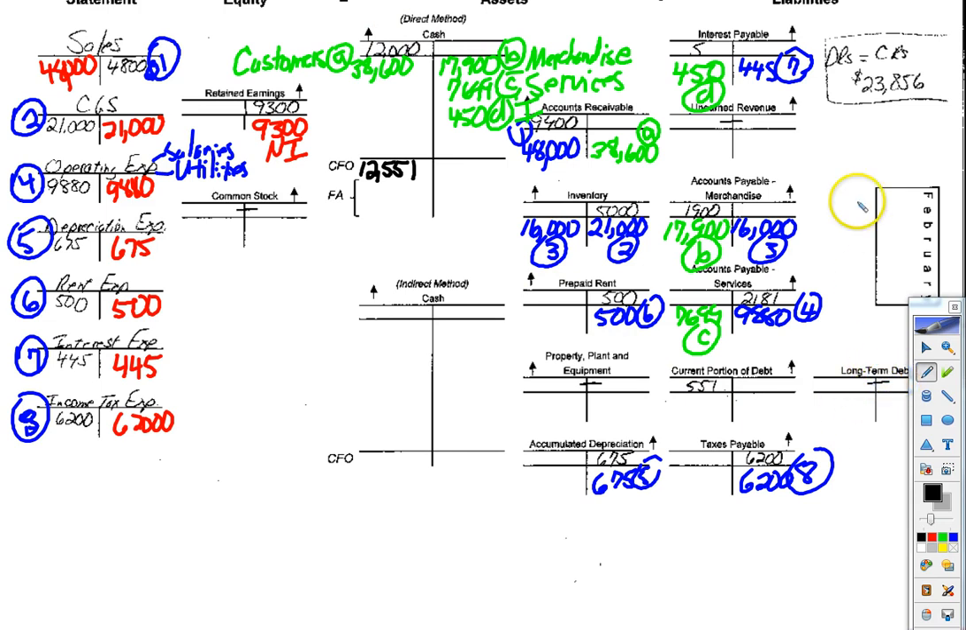Nothing happened to long-term debt. This is in balance, it's in balance, it's in balance. Aha! Current portion of debt. Current portion of debt went down. Well, debt goes down when we pay for it. Now, that's the current portion of long-term debt. Cash flows with long-term debt are financing activities.